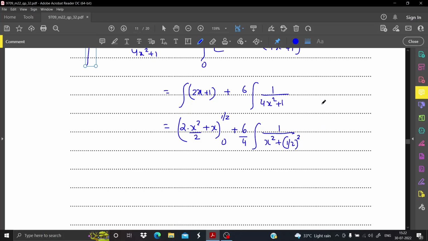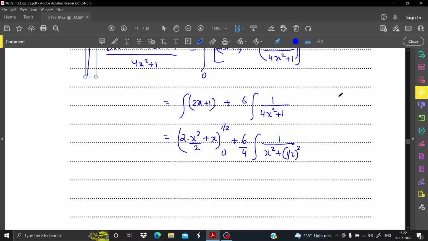You might be wondering why I'm doing this. As part of the 2020 syllabus update, we got a new formula, that is, the integral of 1 by x squared plus a squared is 1 by a tan inverse of x by a, and this is there in your formula booklet, nothing to worry. All that you have to understand is what your a is. So a is half here.